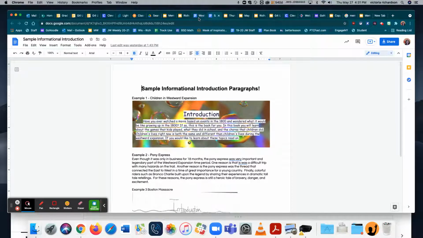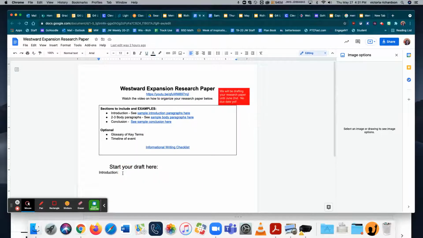So I want to go back to here, and where it says start your draft here, I've only put in introduction because that's all I want you to do right now. So here I would like you to write your paragraph for your introduction. You'll also notice that we're drafting this paper up until June 2nd. So no due date yet. So we're working on this up until June 2nd. So be aware of how much time it might take you. It looks like I need about 5 paragraphs here.